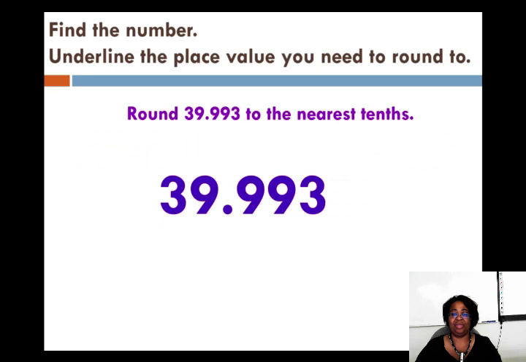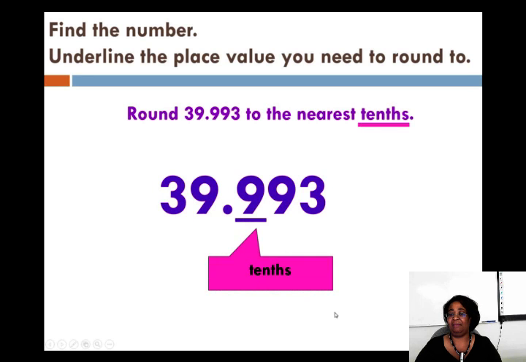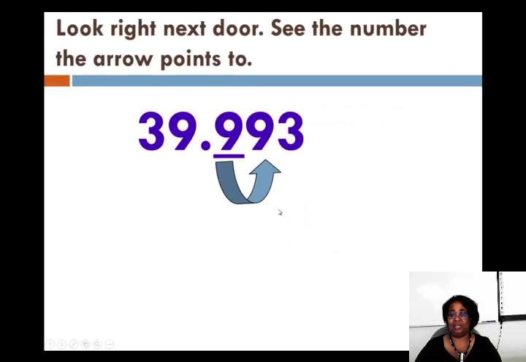Let's do another one where we have to add 1 and we have a bunch of 9s. It changes more than one place value. So I need to find the number. In this problem, what am I rounding to? Tenths. So what number am I going to underline? I have 3 9s there. Which 9 are you talking about? The one immediately to the right of the decimal. That's the tenths place. Then I'm going to look right next door.